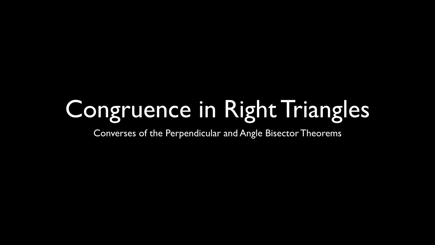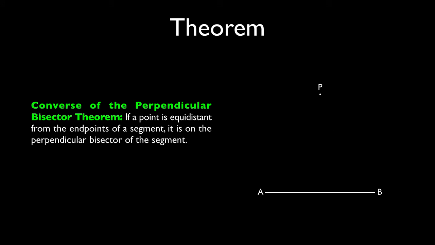And for our final video for this lesson, we are going to learn the converses of a couple of theorems that we learned earlier. The first one is the converse of the perpendicular bisector theorem, which says that if a point is equidistant from the endpoints of a segment, it is on the perpendicular bisector of the segment.